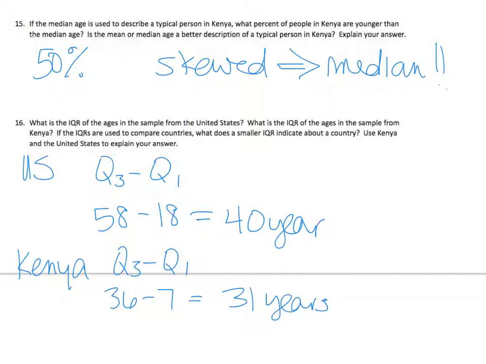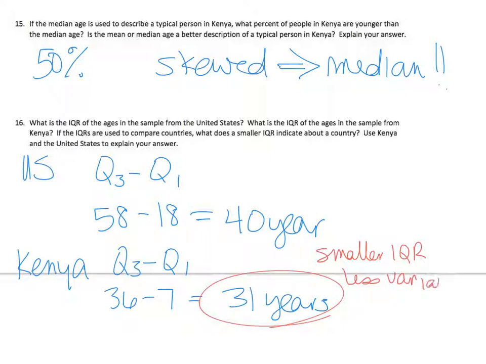A smaller IQR indicates that there's less variation, more of the samples around the median age. Which you can see from looking at the histogram, right? Oh, I think that's it.